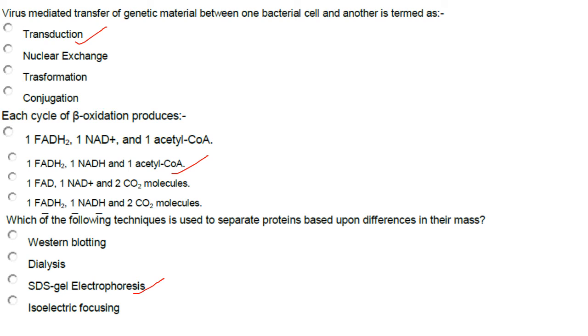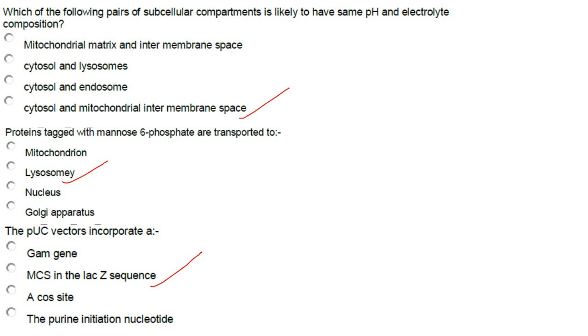Which of the following techniques is used to separate proteins based upon differences in their masses? That is SDS gel electrophoresis. Which of the following pairs of subcellular compartments is likely to have the same pH and electrolyte composition? It is cytosol and mitochondrial intermembrane space. Then next one. Proteins tagged with mannose 6-phosphate are transported to the lysosome.